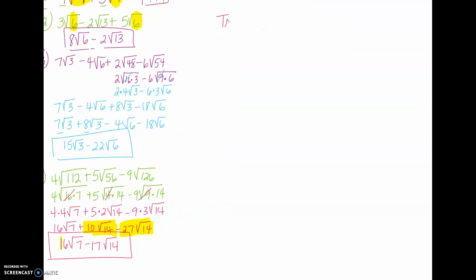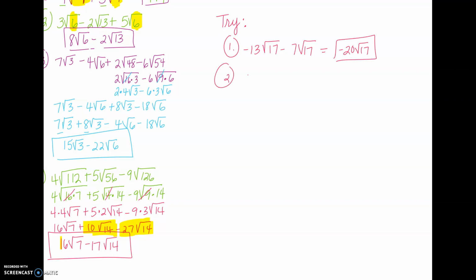I'm going to put the answers with it, but you need to solve, and of course always reach out to me if you don't get the correct answer. Negative 13 times the square root of 17 minus 7 times the square root of 17. You should get negative 20 square root of 17.